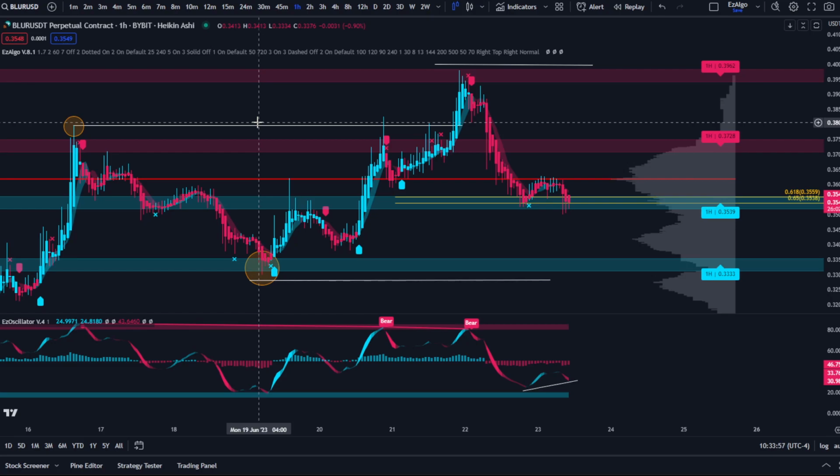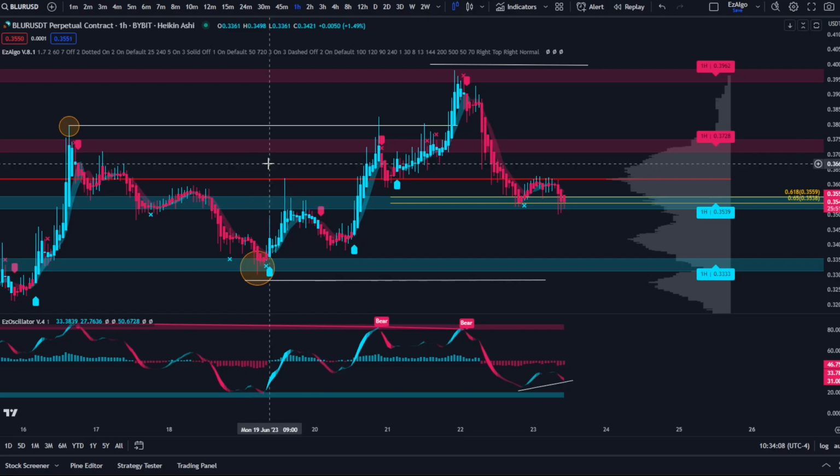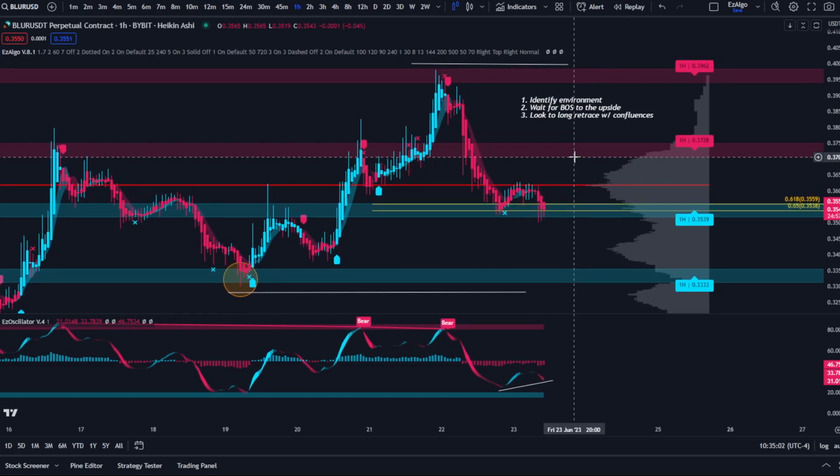I'm sick of these YouTubers showing you what happened. I want to show you guys what to look for now to give you an idea of what it's going to look like in real time. So here are the rules. We've identified the environment. We've seen that break of structure to the upside, and now we're going to be looking to long the retrace with confluences.